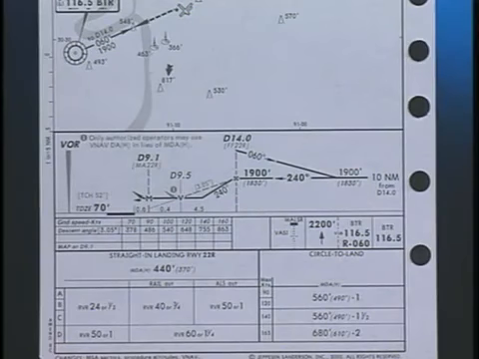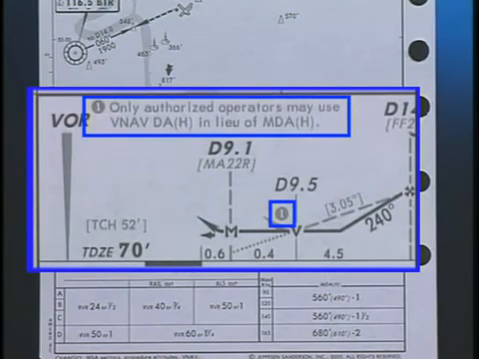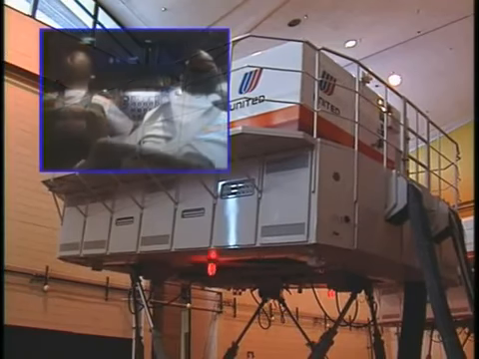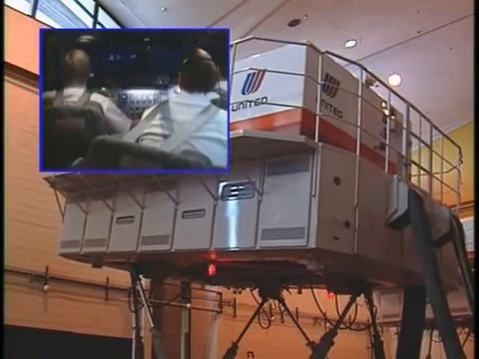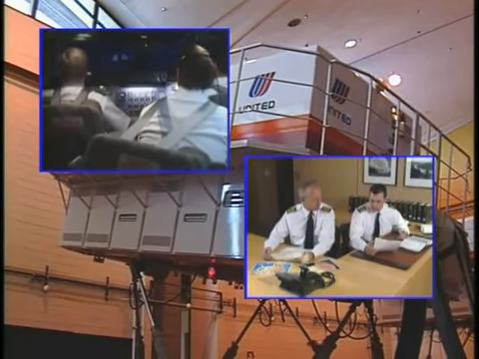One very important change to the profile view is the appearance of notes on some non-precision approaches. In the profile view of this VOR DME approach, you see a ball flag and a note stating, "Only authorized operators may use VNAV DAH in lieu of MDAH." This tells you that the DAH operational techniques apply to operators who have obtained permission from their controlling authority. Use of the DAH operational technique is subject to appropriate flight crew training, proper equipment, and operator approval. Contact your local FSDO for more information regarding the authorized use of VNAV decision altitudes.